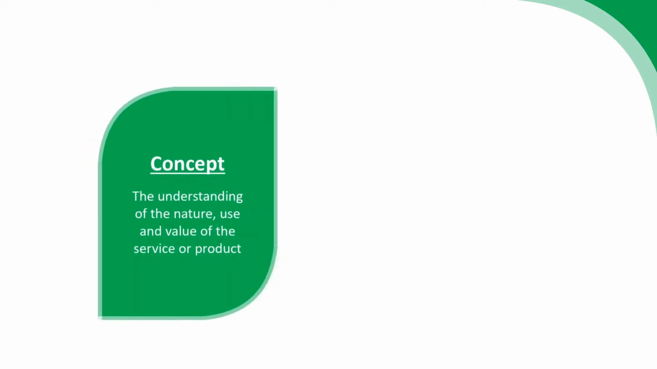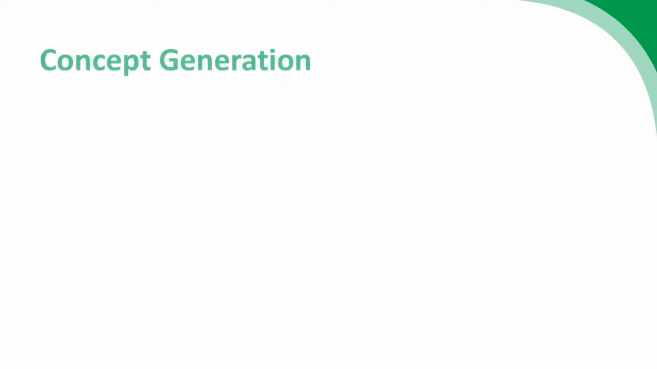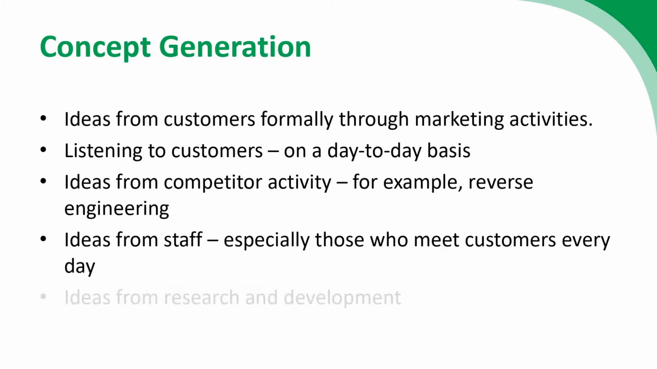So if we keep our focus on the concept itself for now, we have discussed the concept in the past, but again, a quick refresh on where we can generate our concepts from. There are generally three specific types of areas we can generate concepts from. So one would be from customers, either through formal feedback, focus groups, questionnaires, and so on, or through an informal process of day-to-day conversation and interaction with operational level staff.